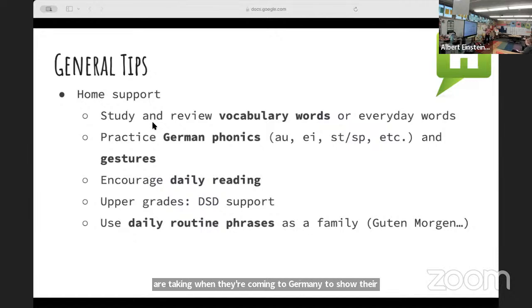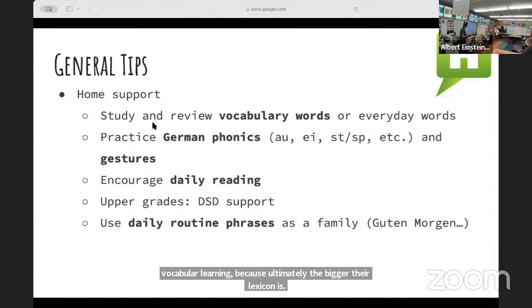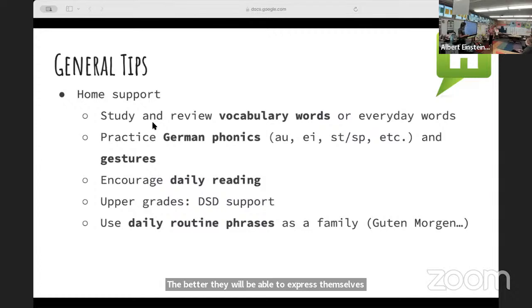The biggest way you can support is vocabulary learning, because the bigger their lexicon is, the better they will be able to express themselves, write about themselves, and comprehend text, because they understand what they're reading and can reproduce it when speaking. We're starting at a very low level, talking about German phonics in 1st grade.